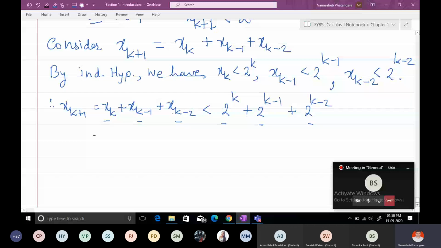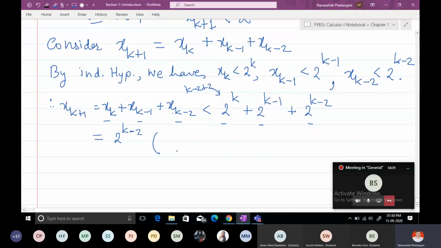Okay, now 2 raised to k and 2 raised to k minus 1 and 2 raised to k minus 2. If I take 2 raised to k minus 2 common, what will remain in the bracket? Right, 2 raised to k is what? 2 raised to k is 2 raised to k minus 2 plus 2.